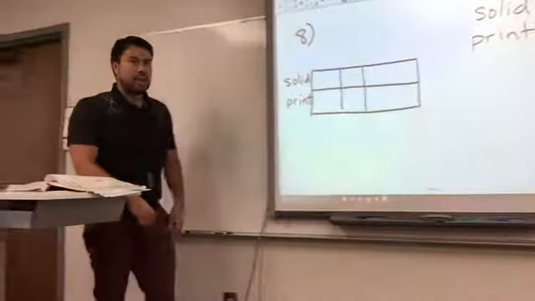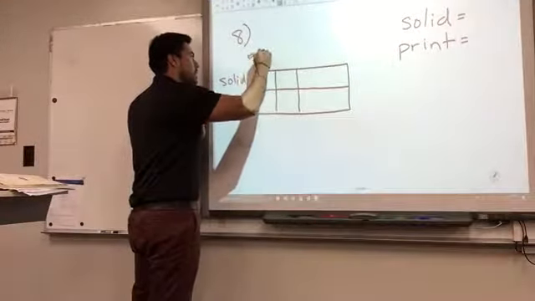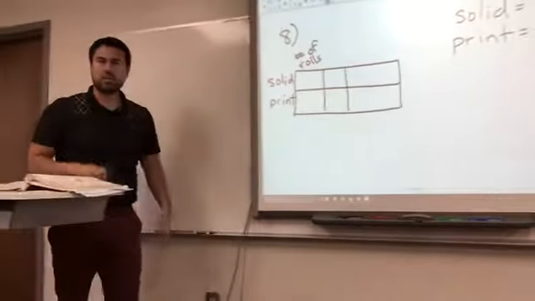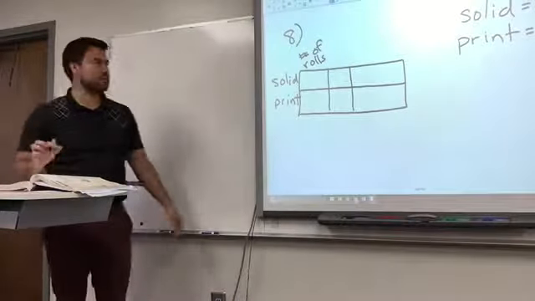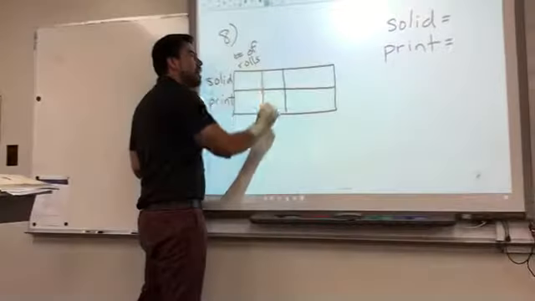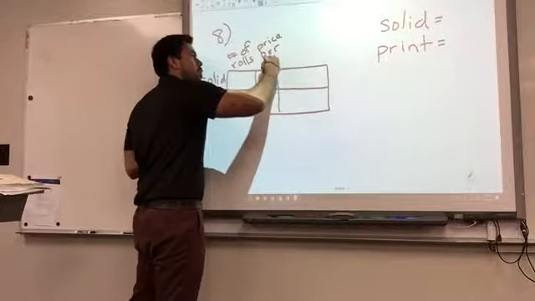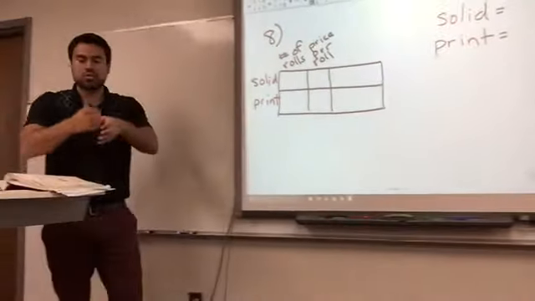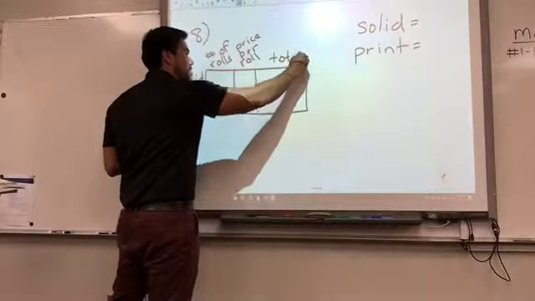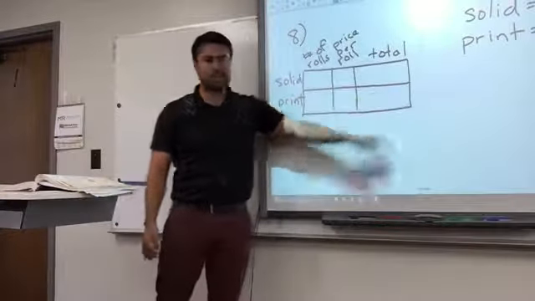Solid and print. And just like with the last problem, the first column deals with the number of, in this case, rolls. Number of rolls. So like gift wrap rolls. And you guys understand what those are? You've used them probably to wrap. Wrapping paper rolls, yes. Okay. And then the second column is going to be the price per roll. Like how much does each gift wrap roll cost? And the third column is going to be, like it was on the last one, the total. It's going to be the total for the solid, and it's going to be the total for the print.